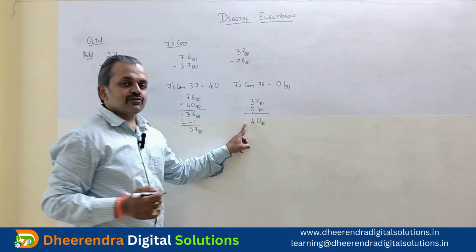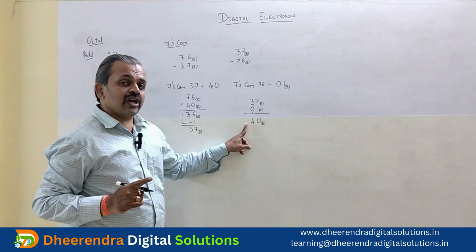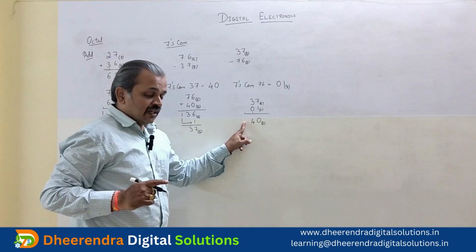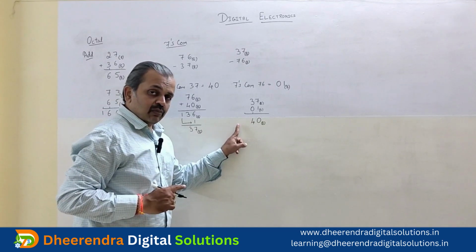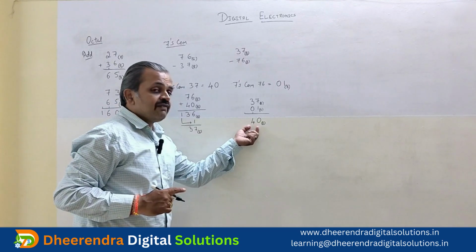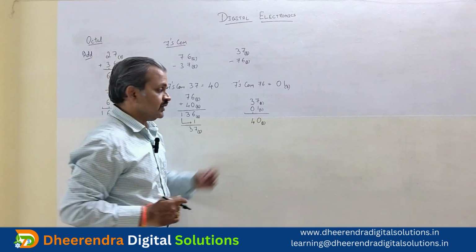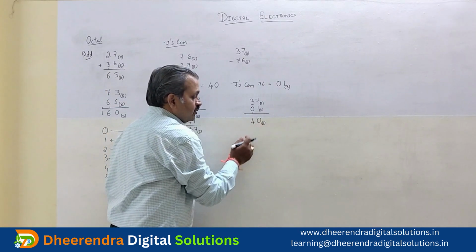Again, we find that there is no carry. When there is no carry, what is to be done? It indicates that it is a negative number, and we have to take the 7's complement of the number. What is the 7's complement of the number?